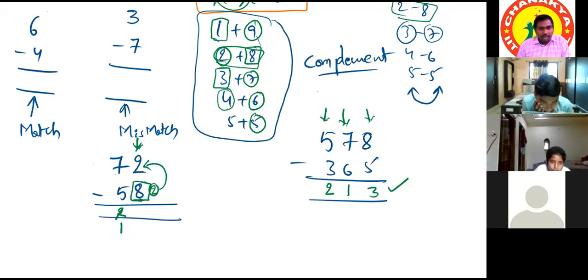What is the complement of 8? 2. We have to add that 2 to the minuend. So 2 plus 2 is 4. That is our answer, 14.